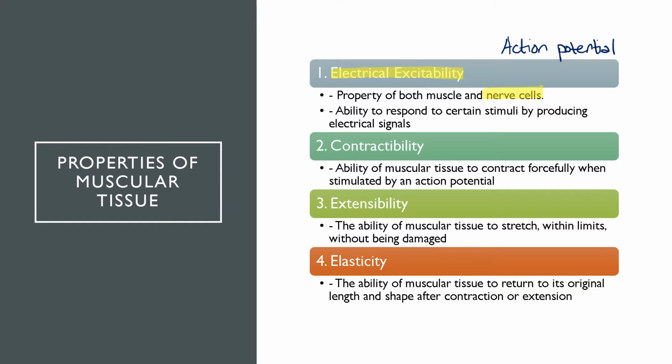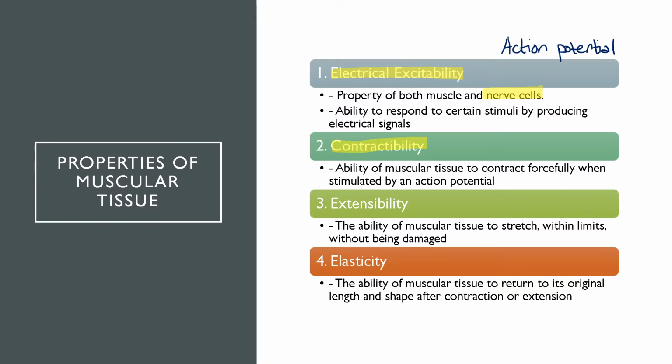Our second property is going to be contractibility. This is the ability of muscle tissues to contract forcefully when stimulated by an action potential. When skeletal muscle contracts, it generates tension, which is a force of contraction, while pulling on its attachment points. So these are going to be pulling on the skeletal bones. Now in some muscle contractions, the muscle develops tension, but it does not shorten.